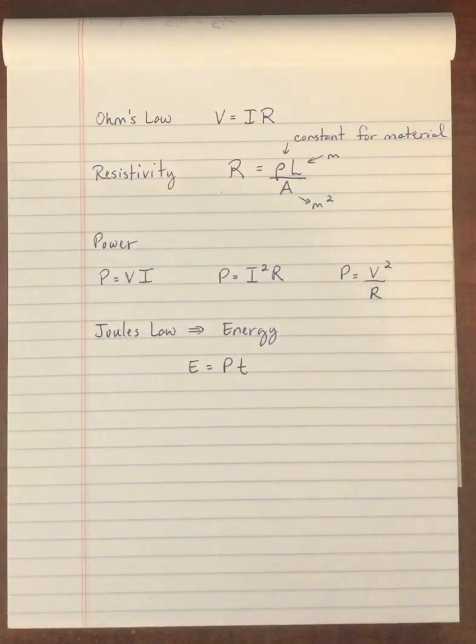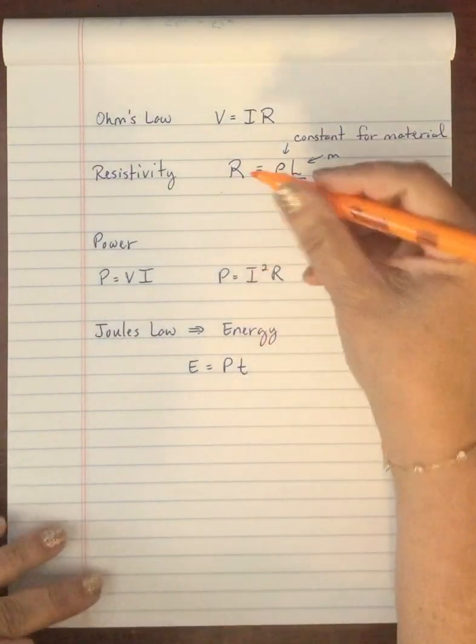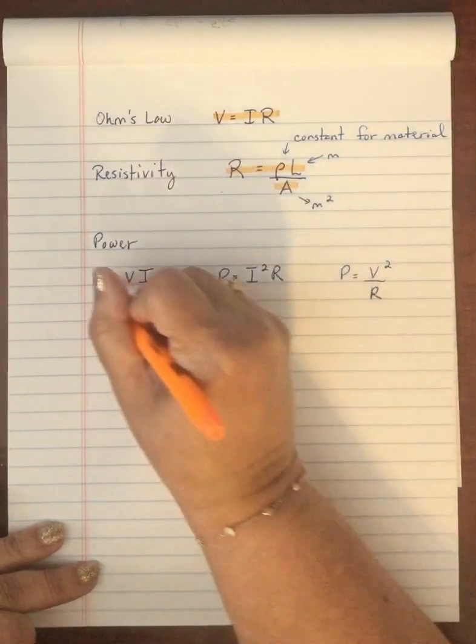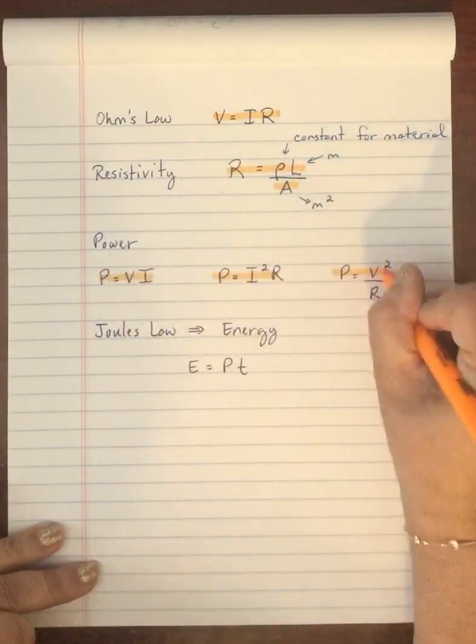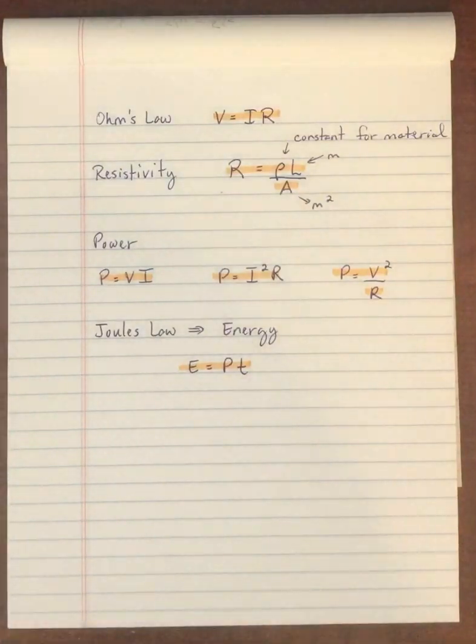There are 1, 2, 3, 4, 5, 6 of them that you need to know how to use in this unit. This one, these three for power, and then this one for energy. Okay? So now that you have the formulas, we're going to work through the examples so that you know how to use them, how we're going to apply those formulas.